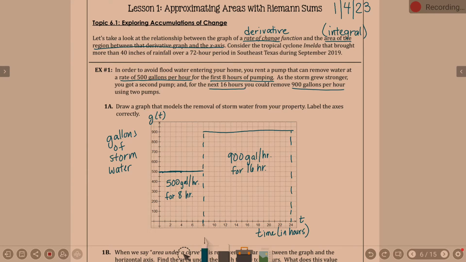Now, look at question B. You have question B on your paper, and I'll move to the next screen here in a moment. But when we say area under a curve, this represents the area between the graph and the horizontal axis. Find the area under the graph from 0 to 8 hours. And what does this value represent in context of the tropical storm Imelda? So, from 0 to 8 hours. Thoughts on the area here?